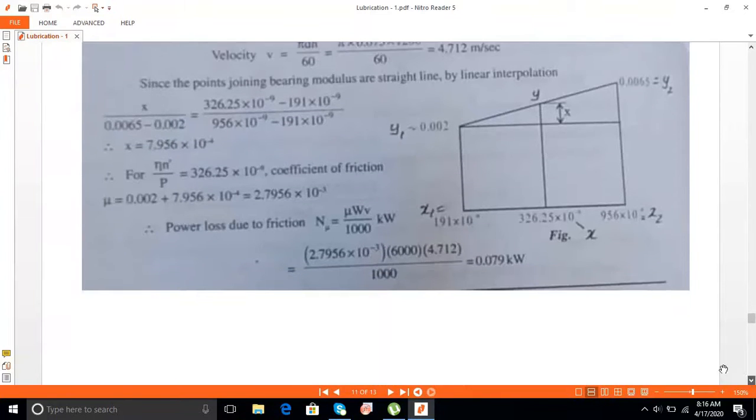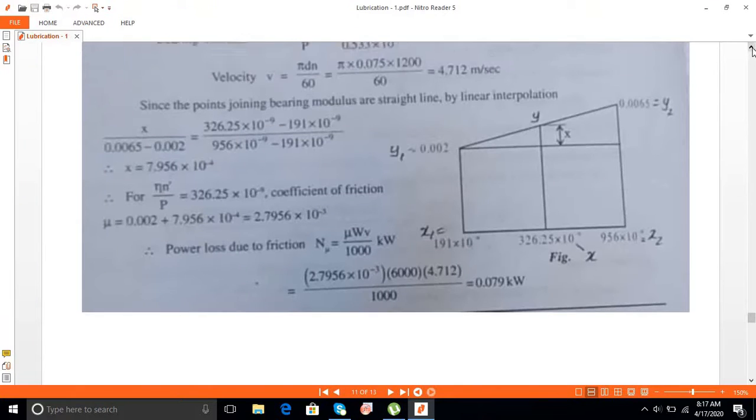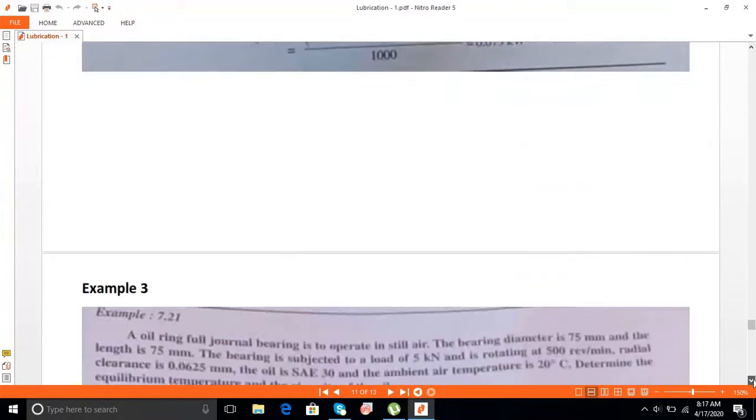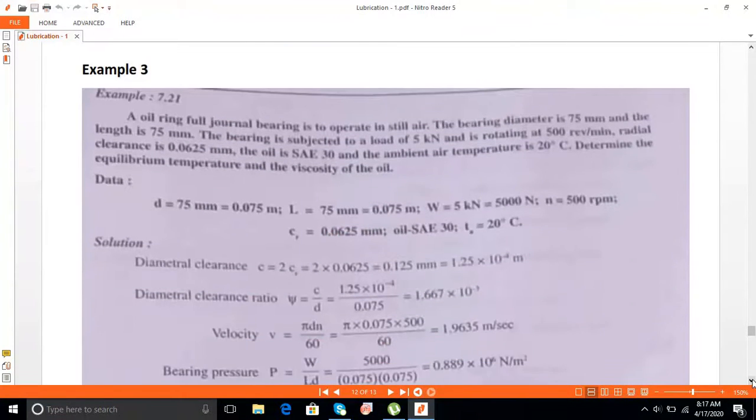So we have determined the mu value, and once we substitute it in the power loss equation, we can get 0.079 kilowatt. So this is how we do it by the interpolation method. And there is one more problem which I feel is very important.